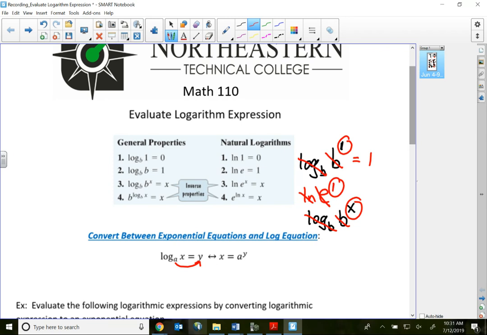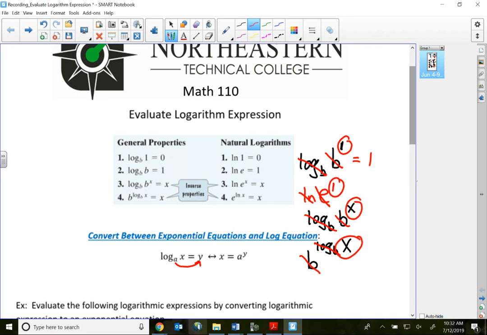Okay, so same thing here with number 4. When I have a base b raised to a logarithm with the same base of x, the base b and the logarithm with the same base can cancel each other out. That's why the answer is going to just be x.